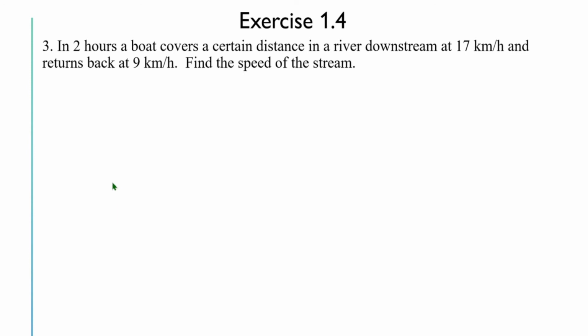The next question, in 2 hours, a boat covers a certain distance in a river downstream at 17 kilometers per hour and returns back at 9 kilometers per hour. Find the speed of the stream. So here they have given in 2 hours a boat covers a certain distance downstream at 17 kilometers per hour and upstream at 9 kilometers per hour. So we have to find the speed of the stream.